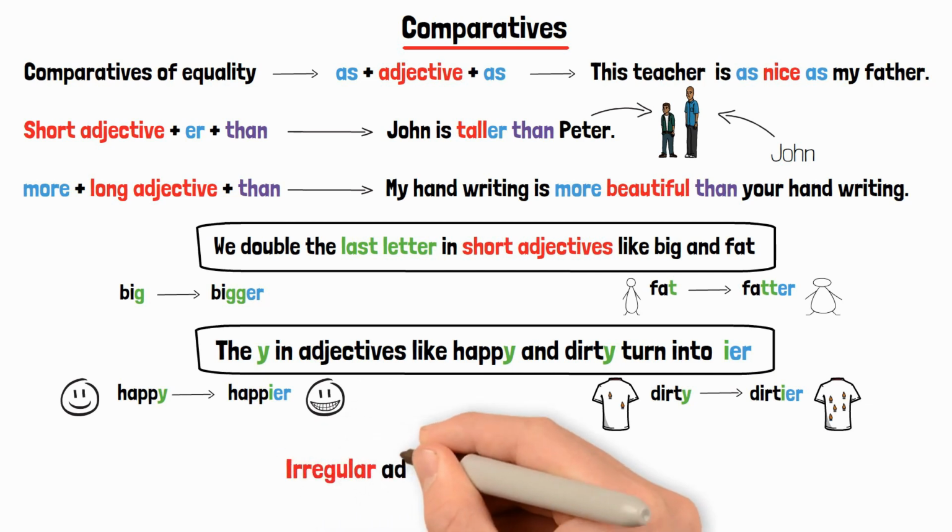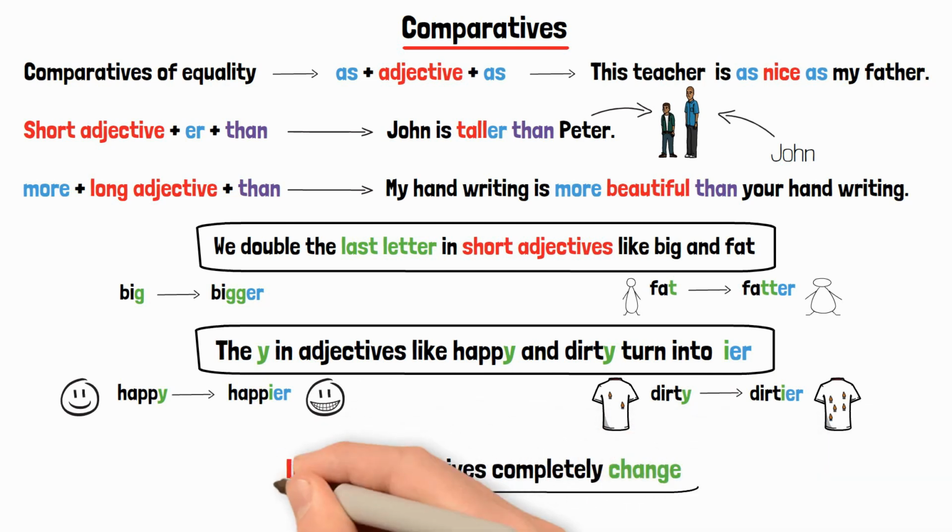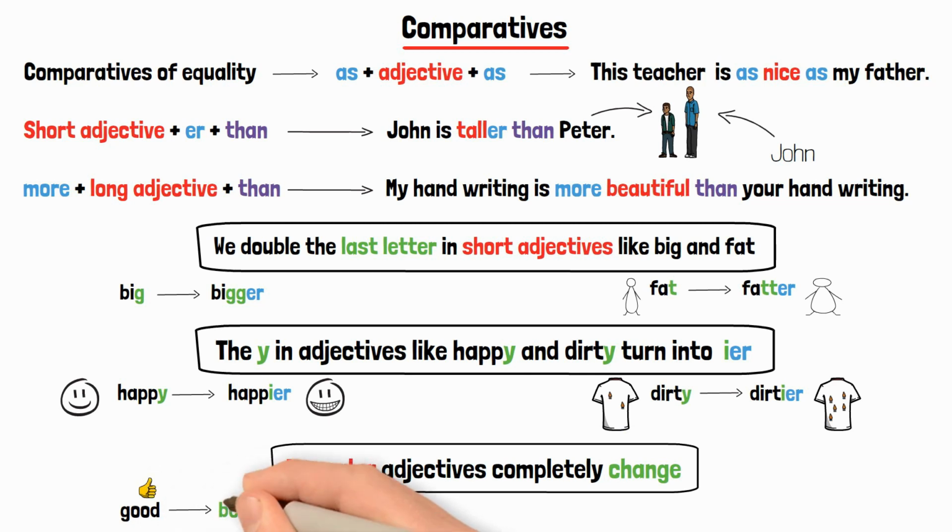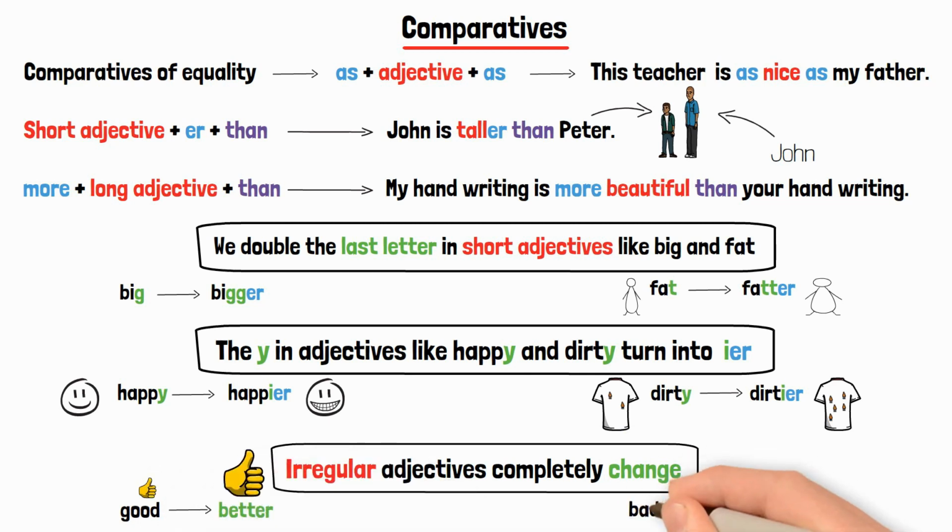There are also irregular adjectives which completely change. Good, better. Bad, worse. And you have to learn them by heart.